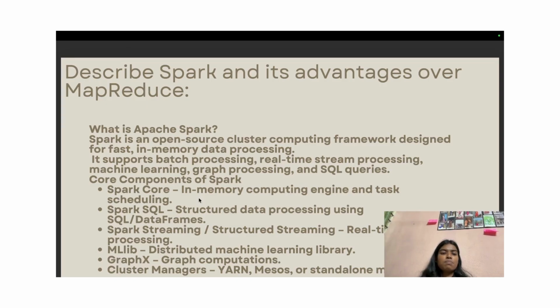Core components of Spark: Spark Core, the in memory computing engine and task scheduling. Spark SQL, structured data processing using SQL or DataFrames. Spark Streaming or Structured Streaming, real time data processing. MLlib, distributed machine learning library. GraphX, graph computations. And cluster managers: YARN, Mesos, or standalone mode.